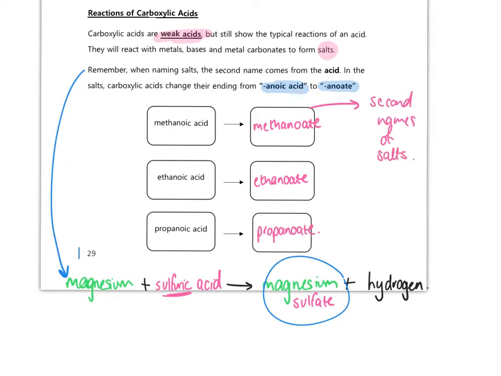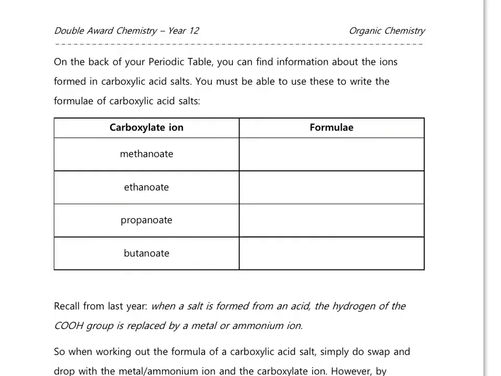So say for example we were reacting sodium with methanoic acid, we would get sodium methanoate. If we were reacting lithium with ethanoic acid, we would get lithium ethanoate, and so on. You also will have to be able to write the formula of these salts as well, and that will involve swap and drop. And so you need to be familiar with the formula of these ions that are formed from our acid, and be able to do swap and drop with them.